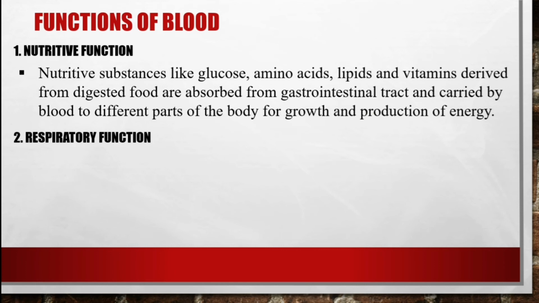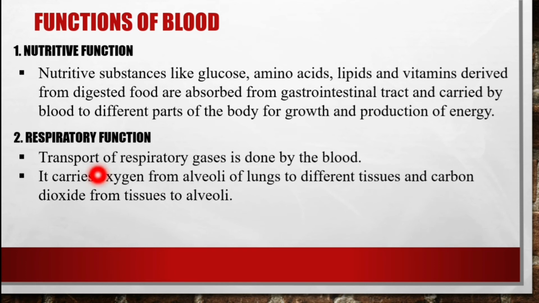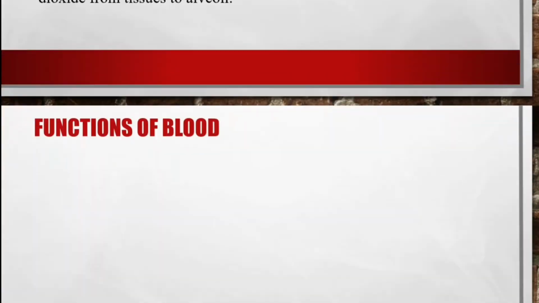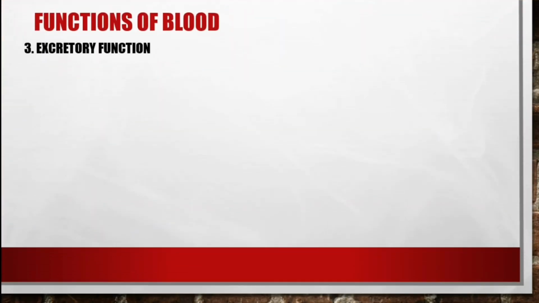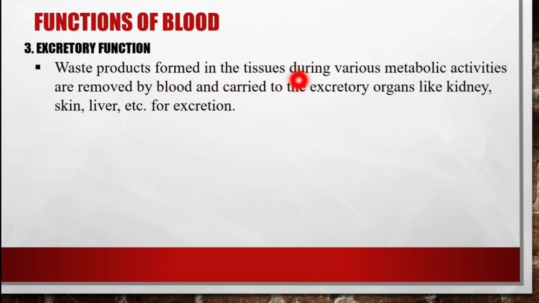Respiratory function. Blood transports respiratory gases. It carries oxygen from the alveoli of the lungs to different tissues, and it carries carbon dioxide from tissues to alveoli. Excretory function: waste products formed in the tissues during various metabolic activities are removed by blood and carried to excretory organs like kidney, skin, liver, etc., for excretion.